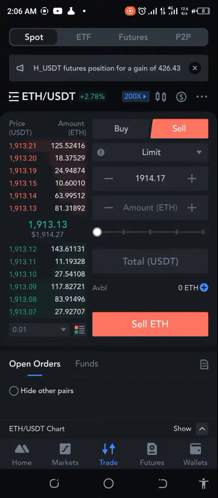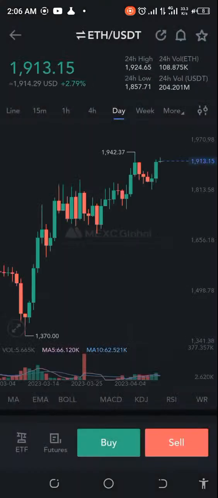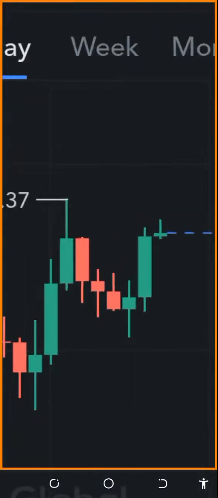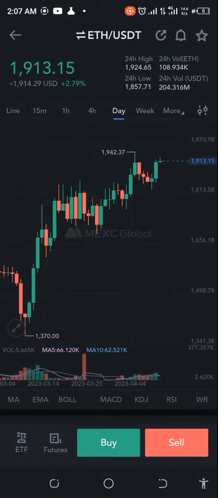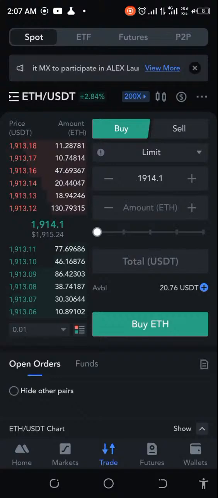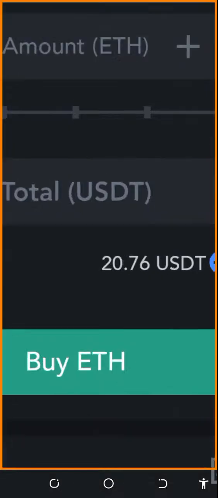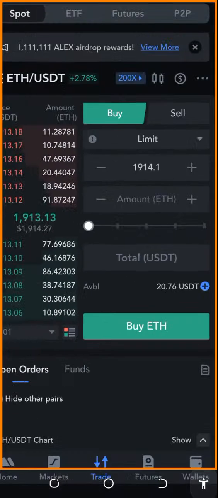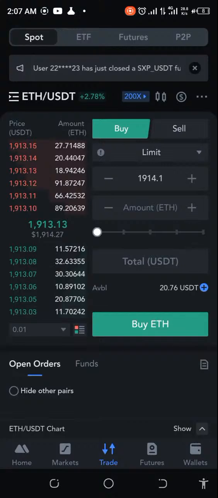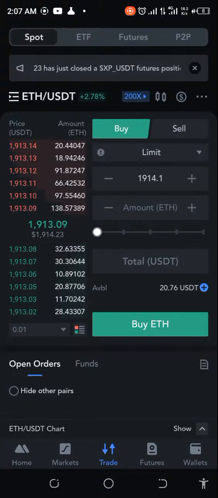Yes, yes, yes. Okay. So let's see the chart. You can see it went all the way up there. Yeah, it did. Eventually it did. Okay, so what do we have here? Let's go and check what we have. Yeah. Can you see that we have 20.76 USDT? That means, because don't forget that we started out with 20.60, even though it only picked up 20.59.